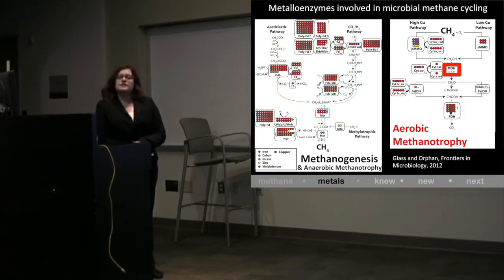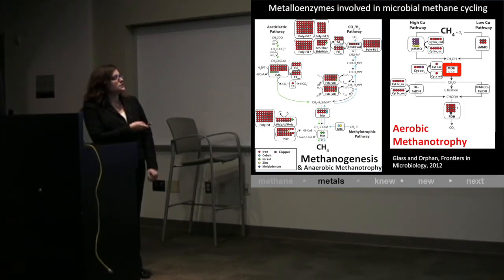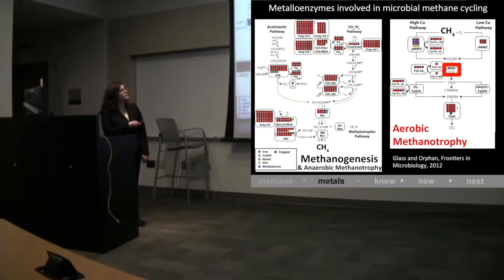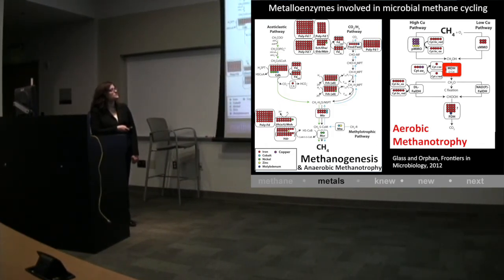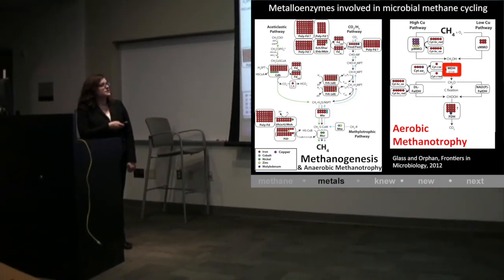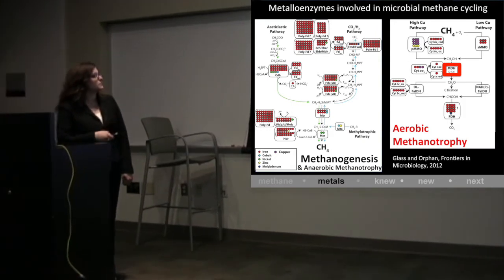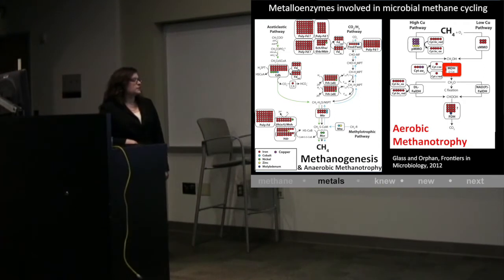And here on the right, I have outlined the 2 major pathways for aerobic methanotrophy. There is the high copper pathway and the low copper pathway. So for this aerobic methanotrophy, copper is really important for controlling which pathway is used. When copper is low, iron is utilized in the soluble methane monooxygenase instead of the particulate monooxygenase that is a copper protein.